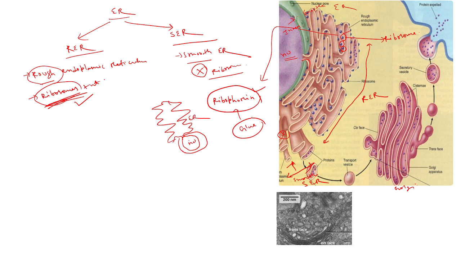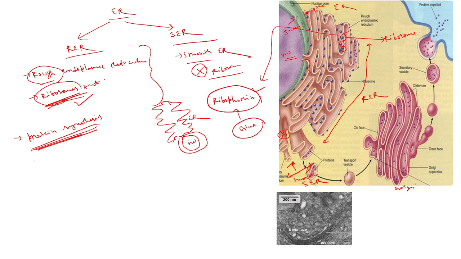Now come to the function of the rough endoplasmic reticulum. What does it do? The rough endoplasmic reticulum helps in protein synthesis. Please look at this term: it helps in protein synthesis.